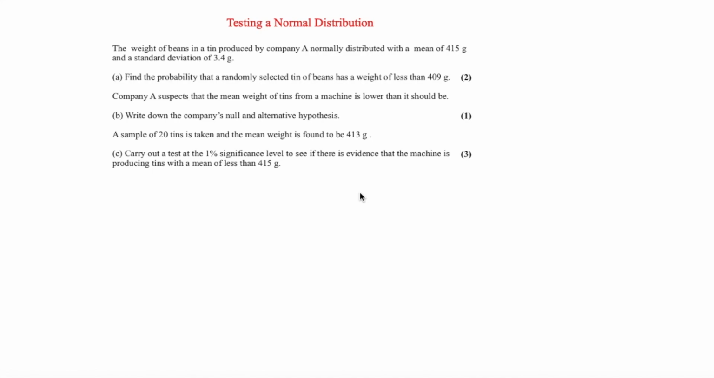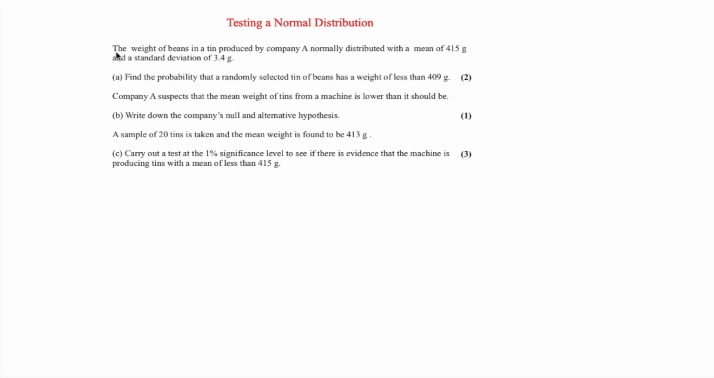This time, in this video, we're looking at testing a normal distribution. If a variable is normally distributed, you can perform a hypothesis test to identify whether the mean of a sample is sufficiently different from the hypothesized mean. Here we have a question to show this, and we'll go through everything that we need to know, like a test statistic, as we go through the video.